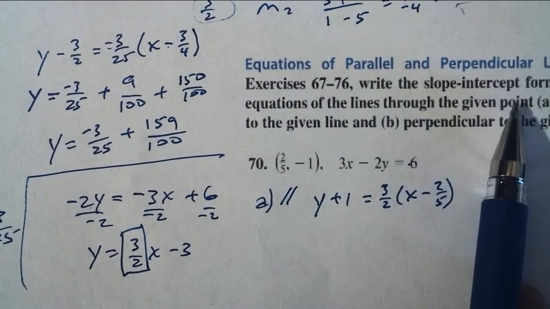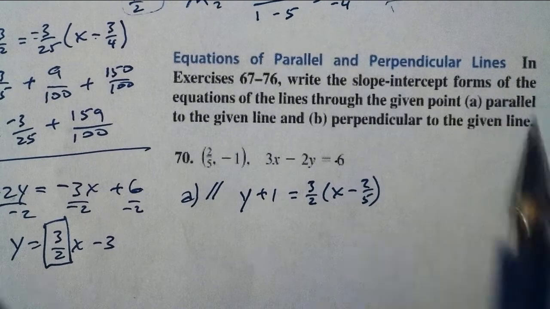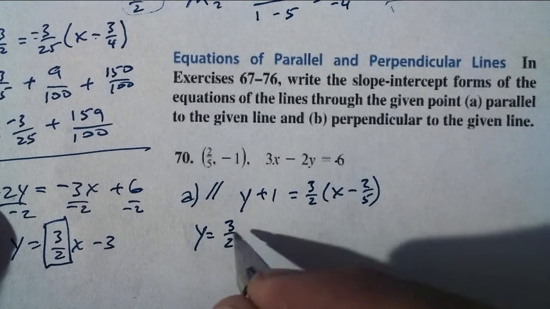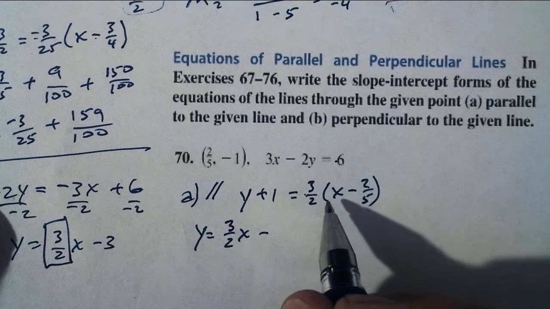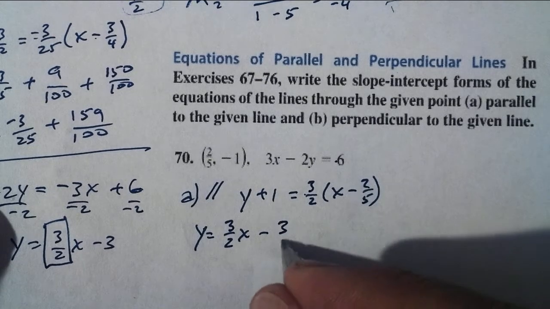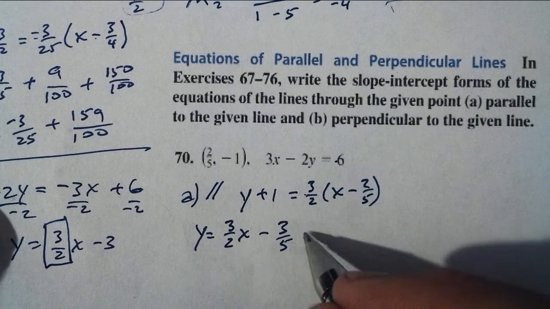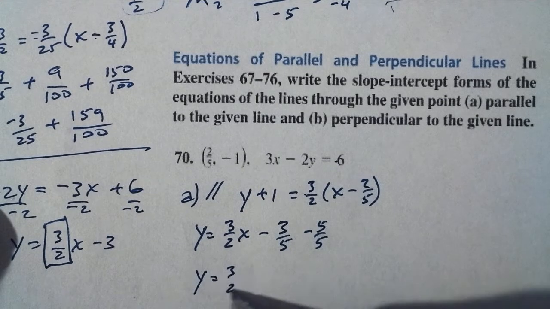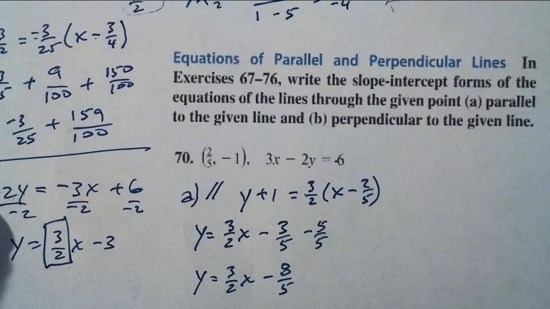And let's see, write it up in slope-intercept form. Too bad, I wish it just said give me the equation of the line, but slope-intercept form. So that's y equals 3/2 x plus, times minus is minus, the 2's reduce, 3/5, and I need to subtract 1. So minus 5/5. y equals 3/2 x minus 8/5.